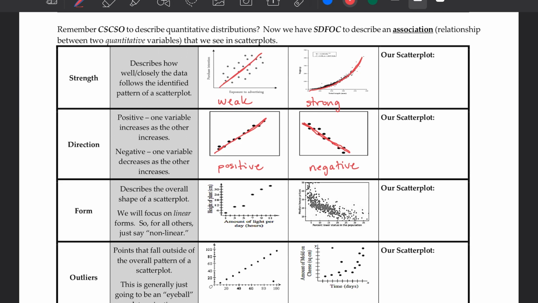So take a moment again, look at our scatter plot at the top there. What would you say the direction is there?